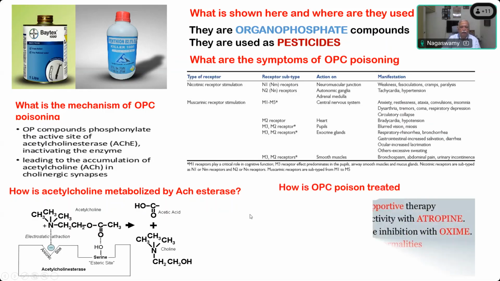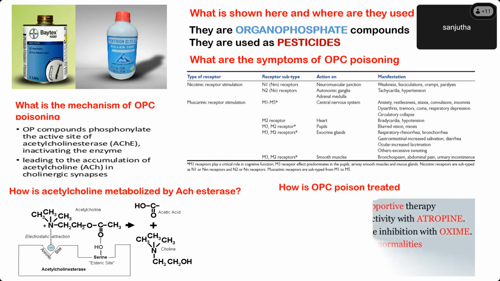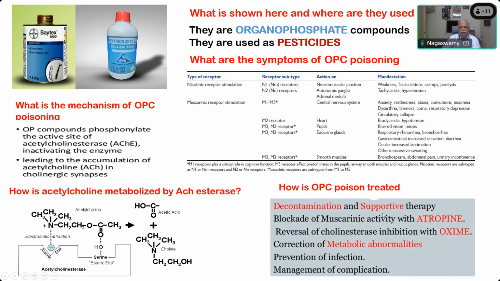So how is OPC poison treated? Supplement of oxygen and charcoal. So initially decontamination and atropine. Atropine, very good. So decontamination, supportive therapy, blockade of muscarinic activity with atropine, reversal of cholinesterase inhibition by oxime, correction of metabolic abnormalities, prevention of infection, and management of any complications. And sometimes they may need ventilation also because of respiratory muscle weakness.